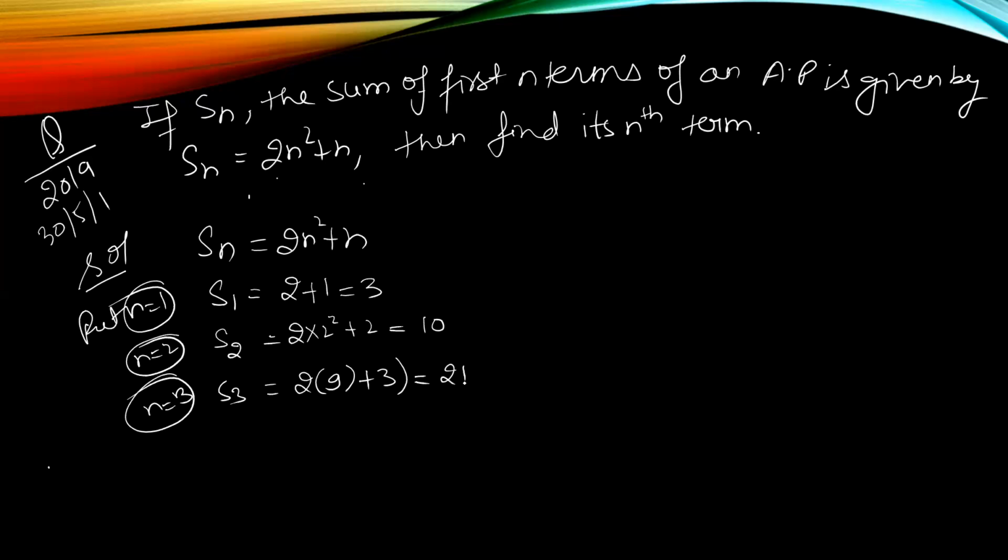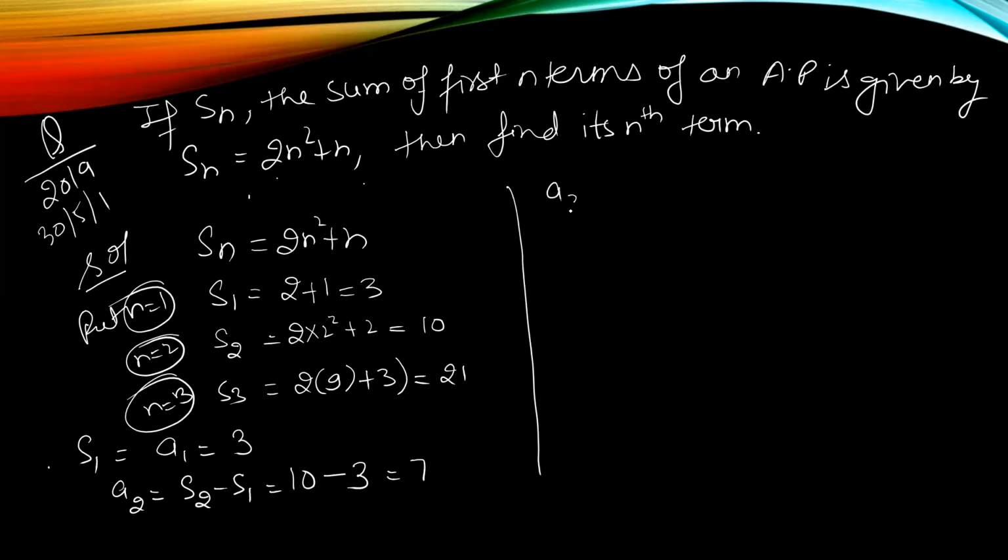Now, what will you do? We need to find A1. A1 is basically your 3, which is your S1. What is your A2? A2 is going to be S2 minus S1. What is S2? It's 10. 10 minus S1, which is A1, 3. You will get 7. What is your A3? It's going to be S3 minus S2. So it is going to be 21 minus 10, which is 11.